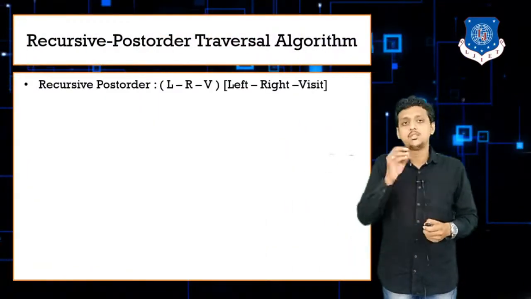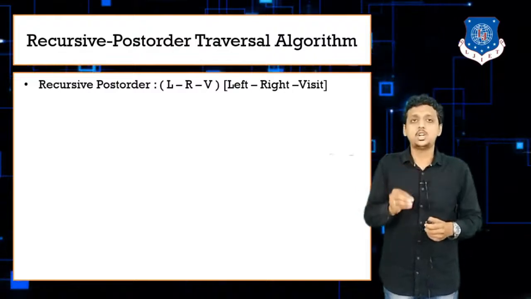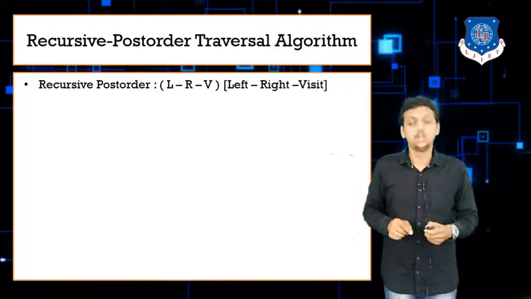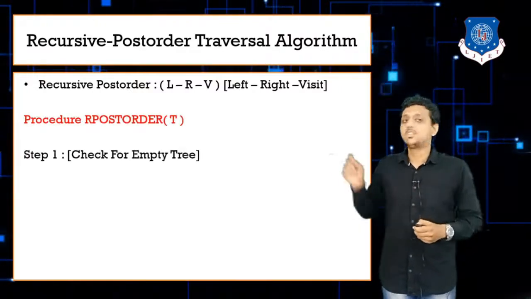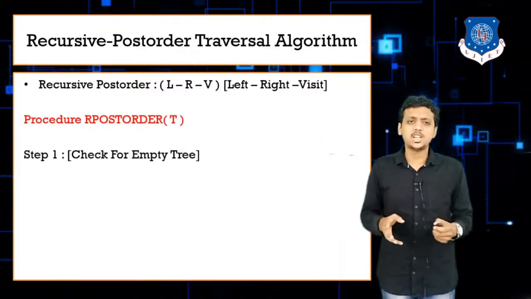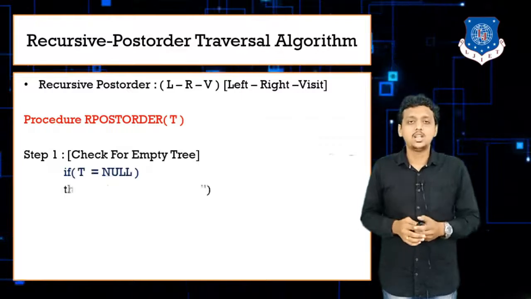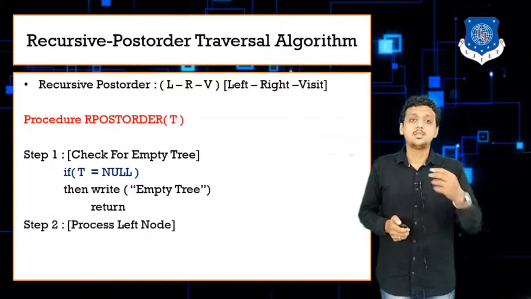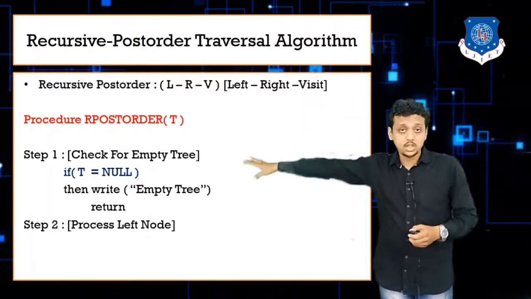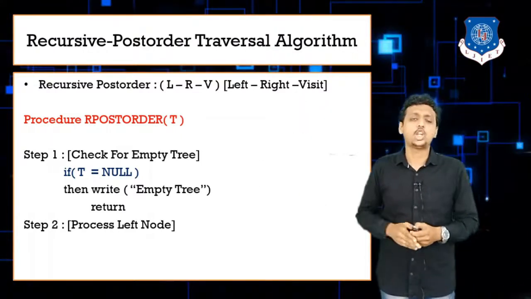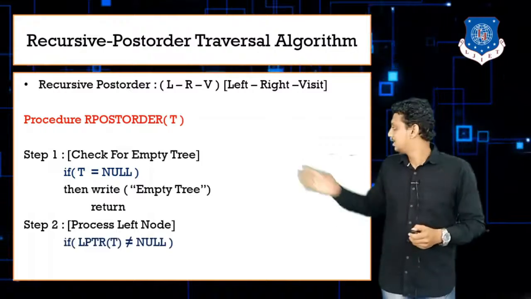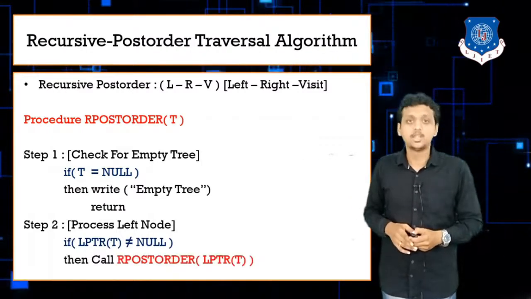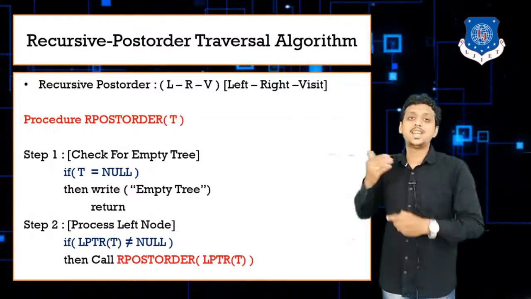In post-order, students, we perform the traversal according to L, R and V. First move towards the left, then right, and then visit the node. So first check whether the tree is empty or not. Same condition as previous: if t is equal to null, then write that the tree is empty. Then step number 2, process the left node. If LPTR of t is not equal to null, then just call R post-order for LPTR of t.